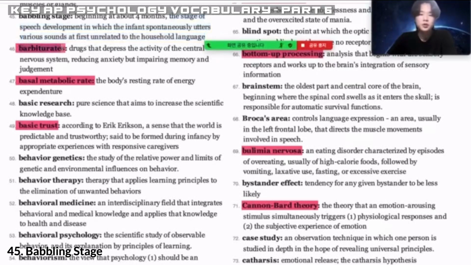Now let's look at barbiturates. Barbiturates are a type of drug that depress the activity of the central nervous system, reducing anxiety but impairing memory and judgment. If you take too much, your anxiety level will go down for sure, but it will be highly detrimental to your memory and judgment. So you must know which kind of drugs you're taking, and how much you can take at one time at a level that is not detrimental to your health or your life.